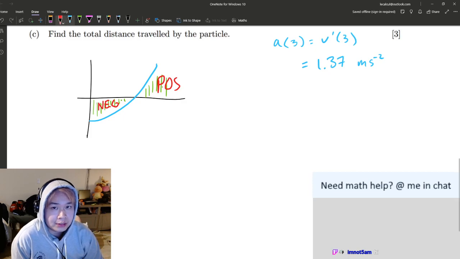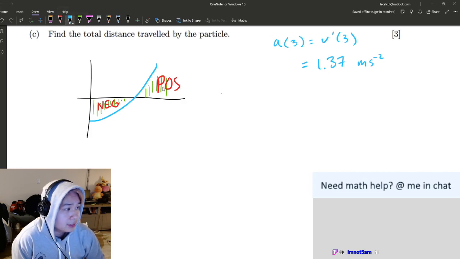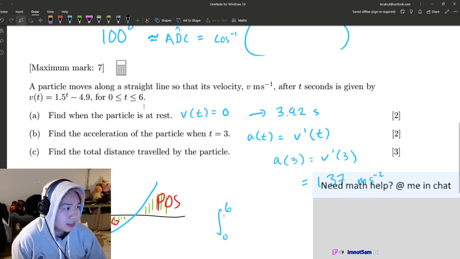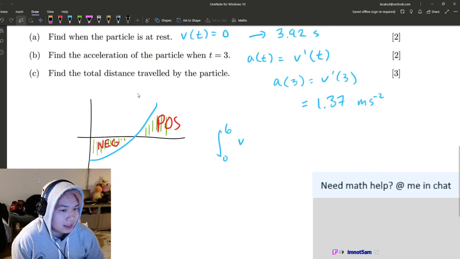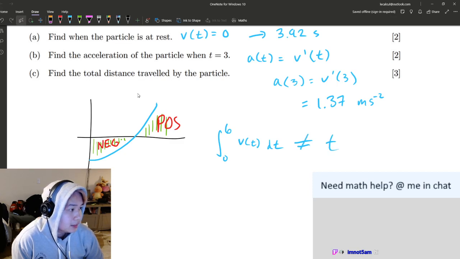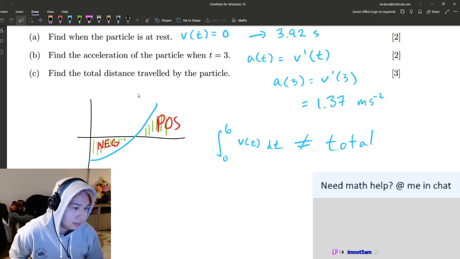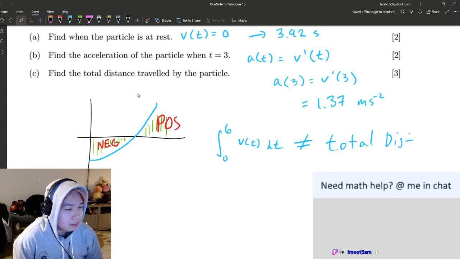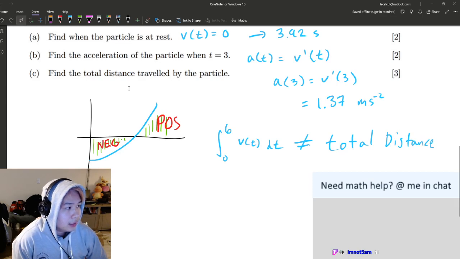So if you were to do an integral from 0 to 6, which is the time, right? From 0 to 6 of the velocity. This is not total distance. What this is, is displacement. It's where you are with respect to where you started.